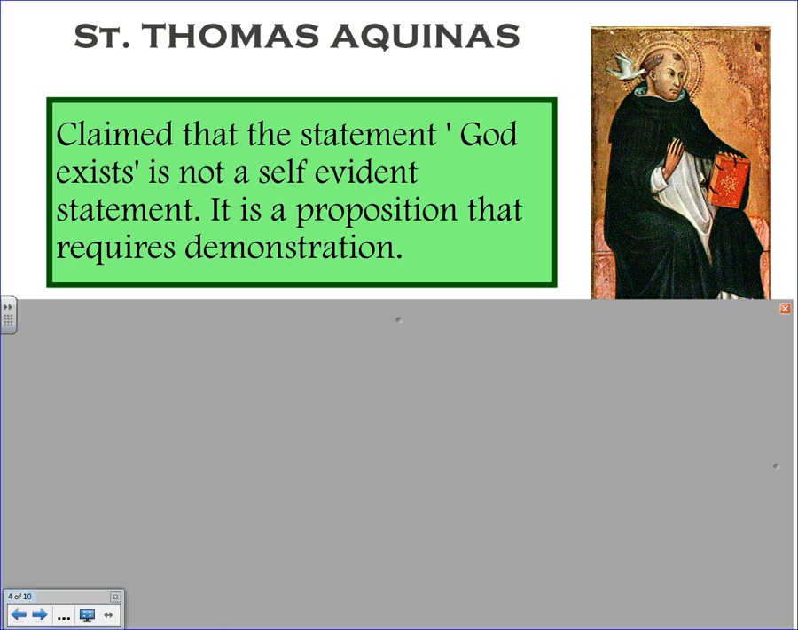Now, Thomas Aquinas loved Aristotle, as we know, and he felt that the empirical evidence that Aristotle gives us was very valuable. He liked his empiricism, his way of reasoning, and so he wanted to take on this approach. He claimed that the statement "God exists" is not self-evident, meaning it's not obvious to us that God exists. In actual fact, we've got to demonstrate it.